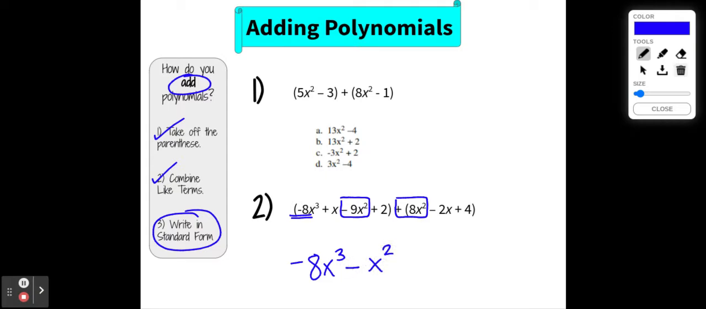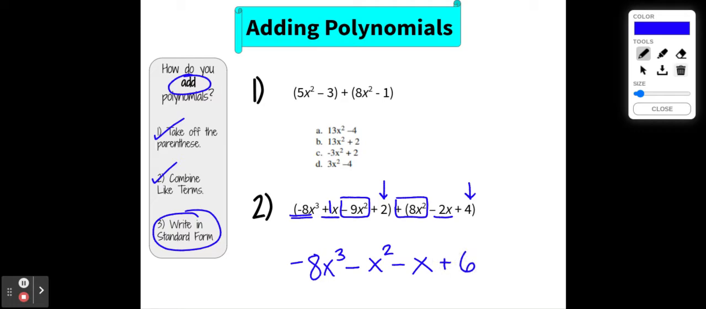And then I'll look and see that I have a positive 1x and I have a negative 2x, and those two both have an x to the first power. They can be combined together. So 1 minus 2 would be negative 1x. And then lastly, I've got these constants, a positive 2 and a positive 4, and if I add those together, I get a positive 6.